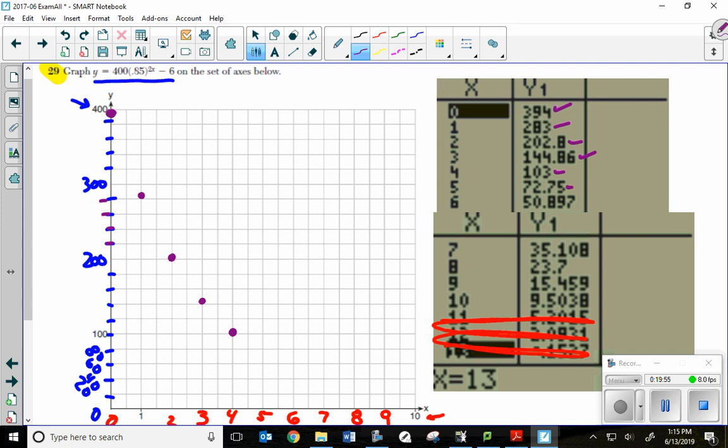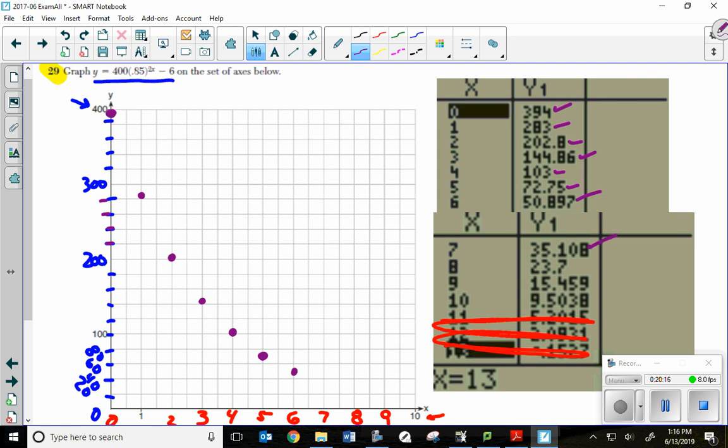Okay, 5 is 72, so at 5 I'm going in between 60 and 80, to 70, slightly above there, right about there. 6 goes right to 50. So 6 goes to 50. That is in between 40 and 60, exactly.